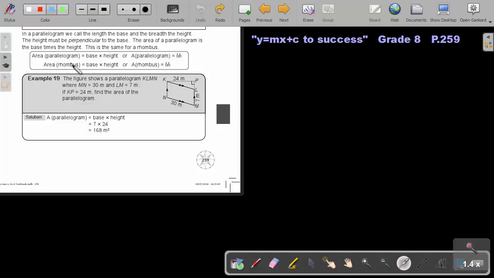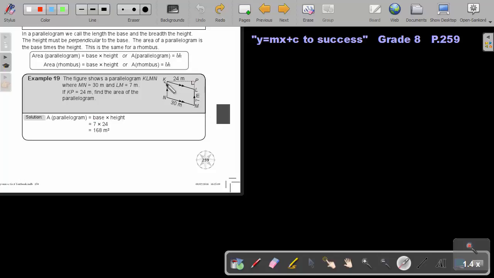And the area of a rhombus is the same, base times height. So the figure shows a parallelogram where m is 30 and this is 7. If k is 24, find the area of the parallelogram. Remember, area of a parallelogram is base times height. So we must just determine where is the base and where is the height.